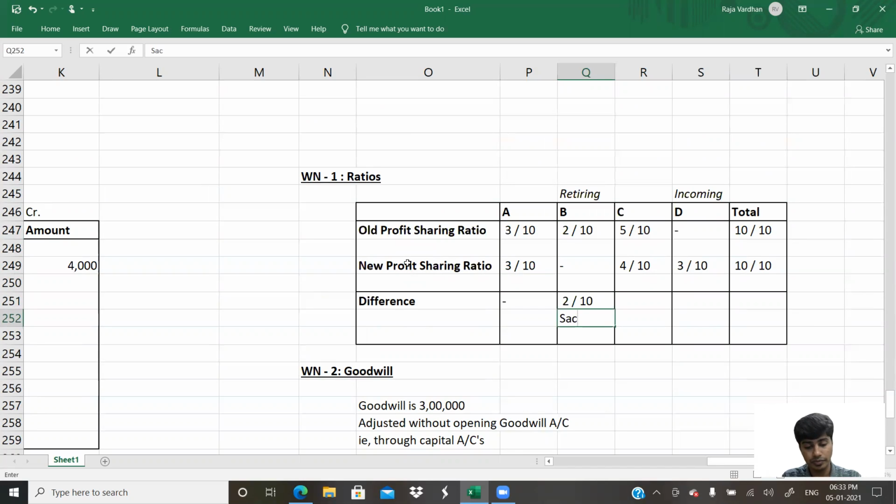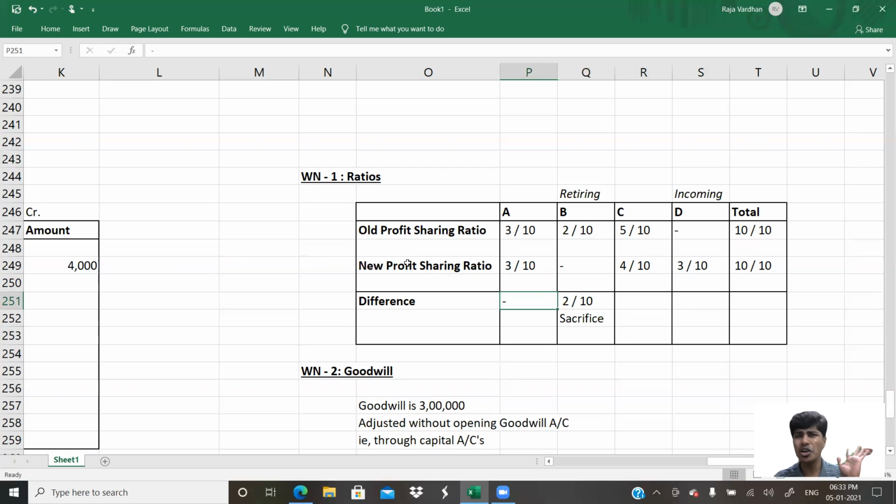Sacrifice. B is sacrificing 2 by 10. So when B sacrifices 2 by 10, B will not get 2 by 10 share in the future profits, which will be compensated by the goodwill amount which should be paid to him, because goodwill is the future profits because of the past efforts. So that future profits B will not get is to be compensated. He should be paid his share of goodwill. That is 2/10 of the money of goodwill should be paid to B. By whom? By the person whoever gains here.